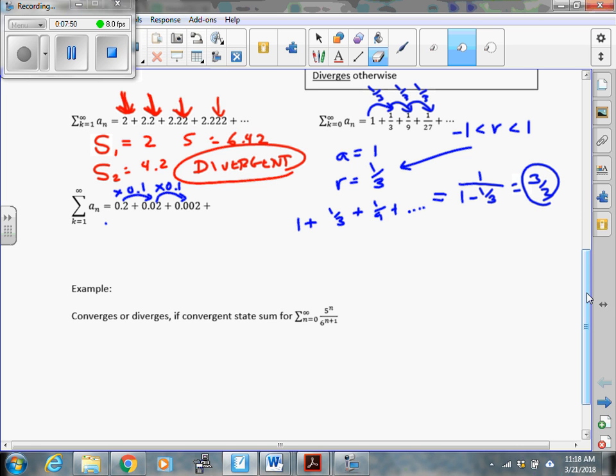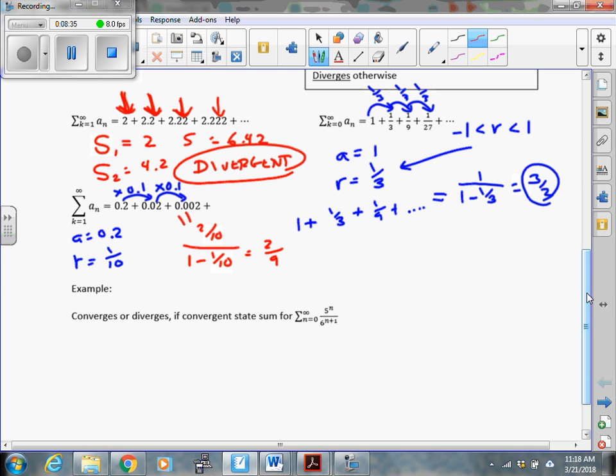So my first term, A, is 0.2. My R is 1/10. I have clearly established that it is going to converge. And if it converges, this whole sequence or series of numbers equals A, and I'm actually going to write that as a fraction, 2/10 over 1 minus 1/10. A over 1 minus R, which will equal 2/9.